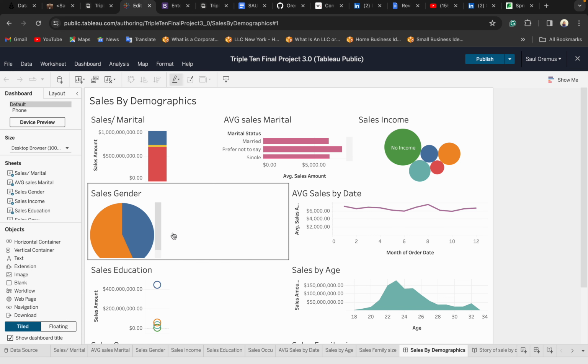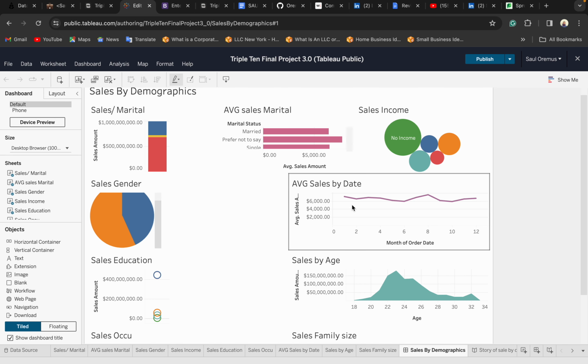Our next graph is a pie chart that shows the sales split between the two genders, male and female. We can see male has more than $100,000 more in overall sales than the females. So we can see the majority of the people buying are males, single, with no income. So as we can see, those are what we're seeing so far.